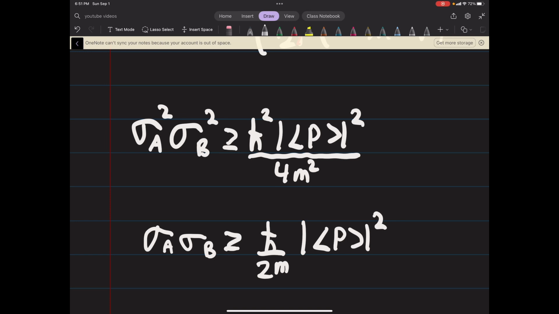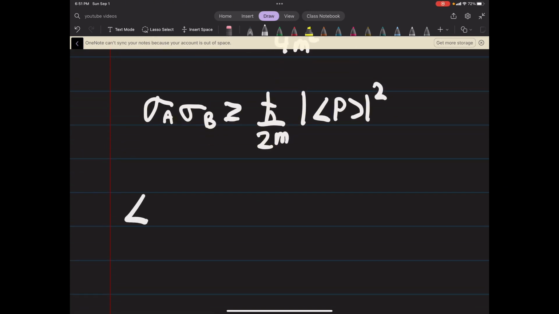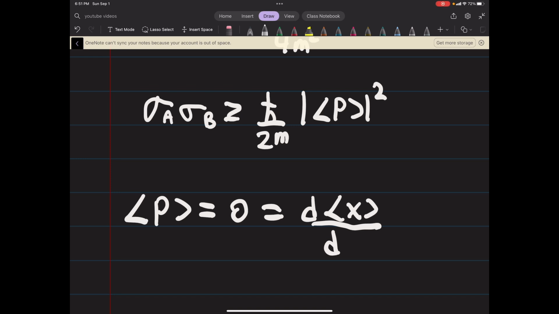and then the absolute value of our expectation of momentum. Now for stationary states, of course, the expectation value for momentum is 0. We've proven this as well, it's the derivative of the expectation of x position with respect to time. So if x is not changing, then the expectation value of momentum is just 0, so you don't really get anything out of that.